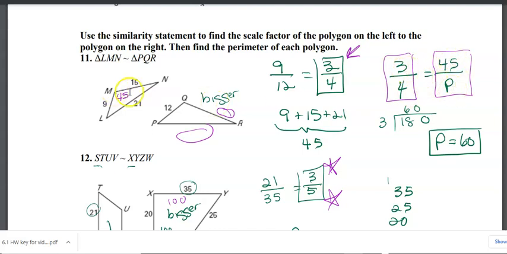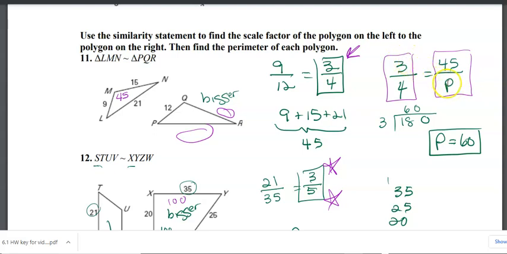So can we figure out the perimeter of the triangle to the left? We can. If we add 15 and 9 and 21 together, we get 45. So scale factor, 3:4, that's the triangle to the left, is to the triangle to the right, just like a perimeter of 45 to the left equals a perimeter of some unknown value to the right.